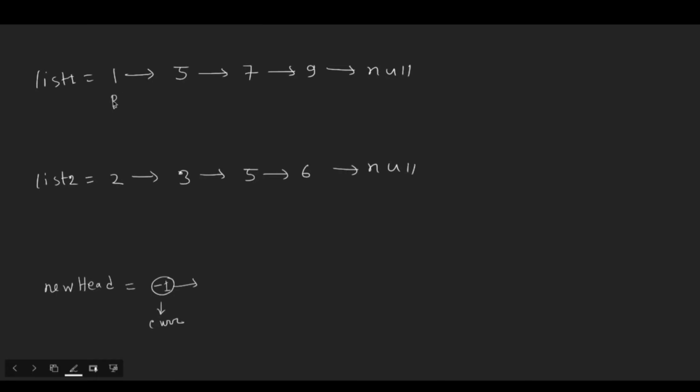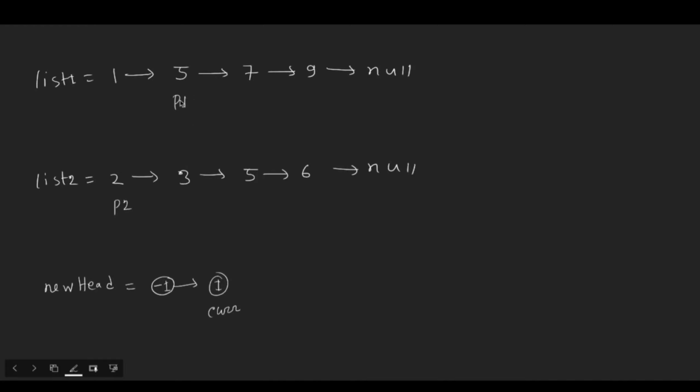The P1 pointer will point to the first node of list 1 and the P2 pointer will point to the first node of list 2. Now we're going to check the values of the P1 and P2 pointers. The value here is 1. We'll take the minimum, so the minimum is 1. So let's take this node and add it to the next of current. Now I'm going to move current to this node. Since we have taken the value from this pointer, we're going to move it to the next.